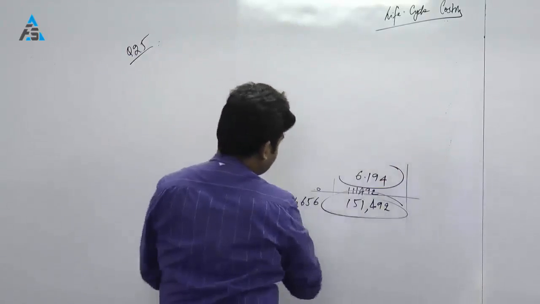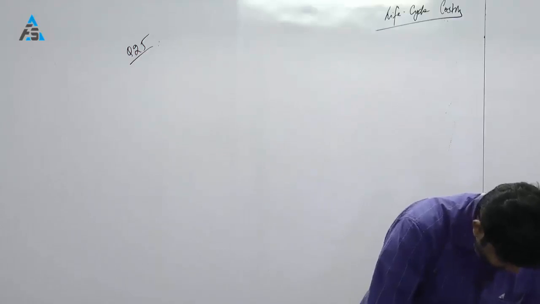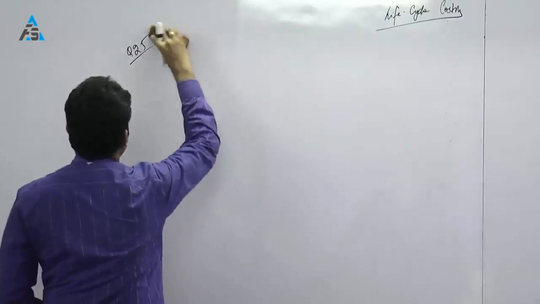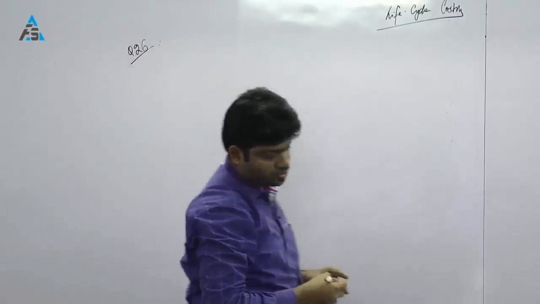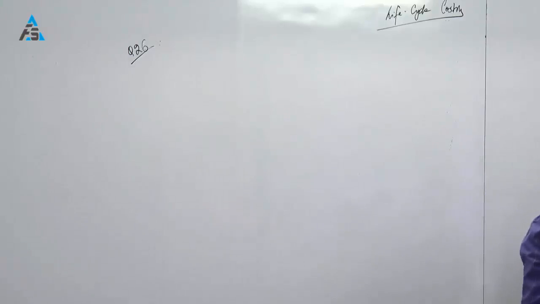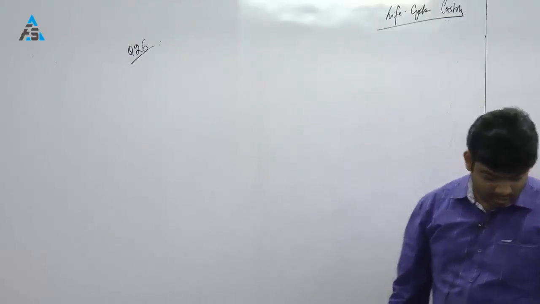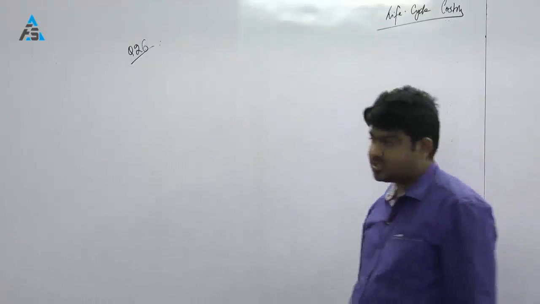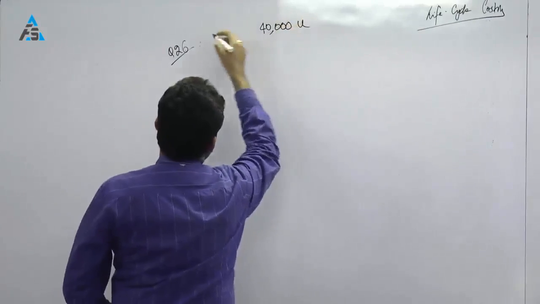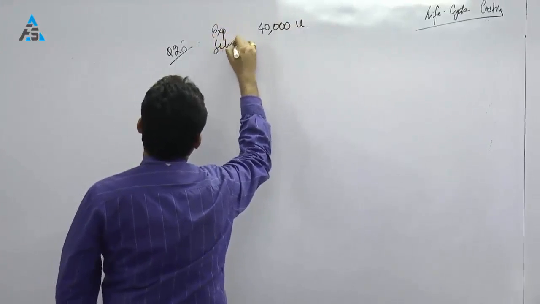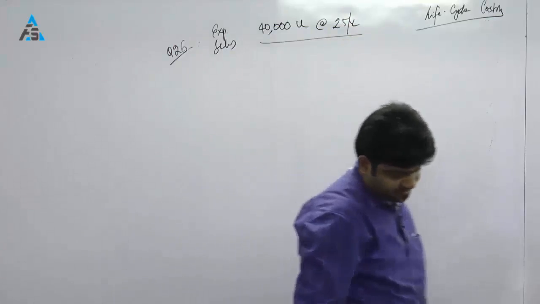Question number 26. The question is: a company is planning to launch a new product. You can just go through that. Now, a company is planning a new product. Market research information suggests that 40,000 units of the product can be sold at a maximum of rupees 25 per unit. So 40,000 units is the expected sales. So can I write your expected sales at 25 per unit. So this is the expected sales that we have.